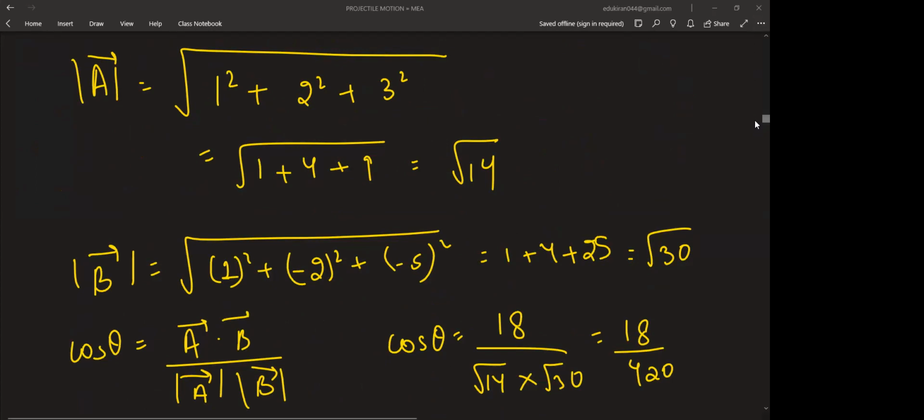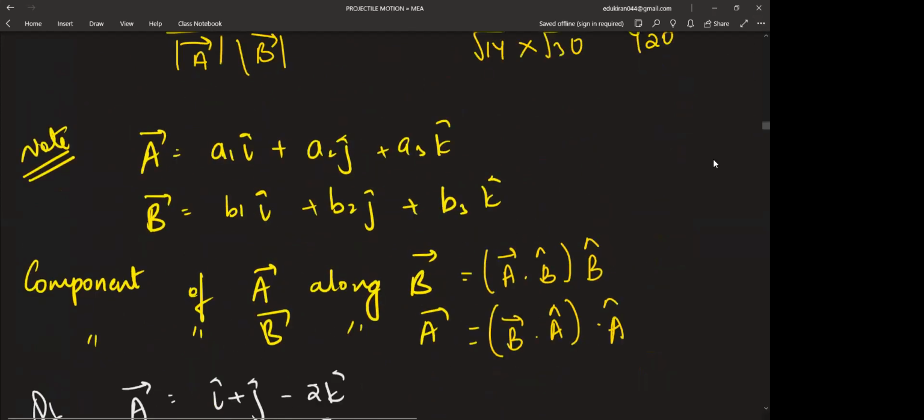Fine. Now, one more thing. See, sometimes a question is given, which comes particularly from this chapter, where the component of A along B is asked. That means the component of vector A along B is asked, or sometimes instead of the word component, the word projection is used. Projection of A on B, projection of B on A in this manner.